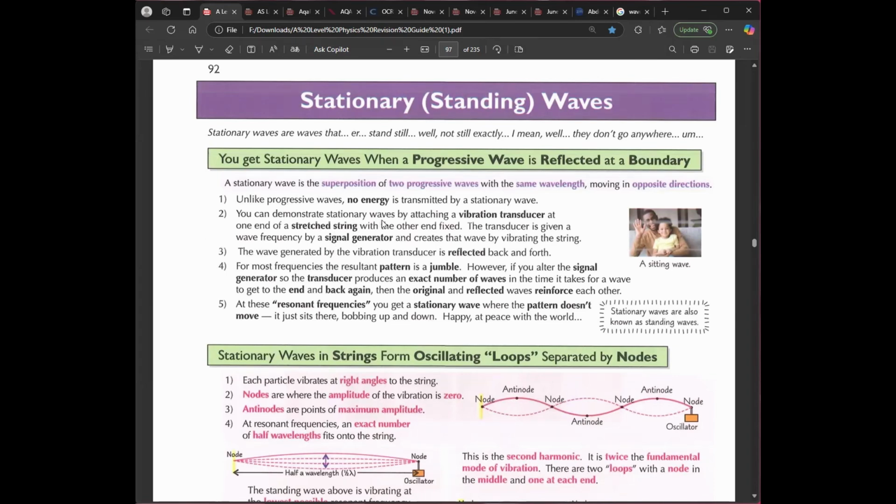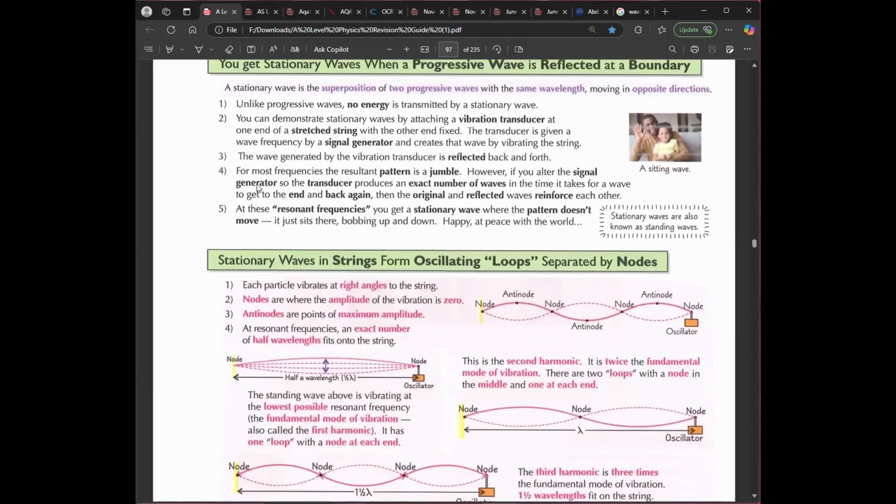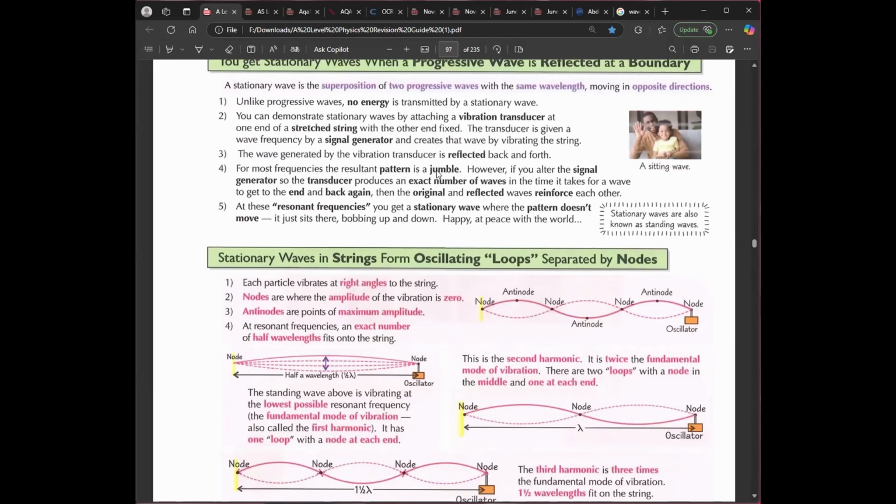You can demonstrate a stationary wave by attaching a vibration transducer at one end of a stretched string. Okay, not that important. For most frequencies, the resultant pattern is a jumble. However, if you alter the signal generator so the transducer produces an exact number of waves, you basically need to play with your signal generator to be able to visualize it. Whatever frequency you are giving using the signal generator, there would be some stationary waves, but you may not be able to identify them. So you have to play with the frequency of the signal generator to be able to visualize it better. That is what it says.